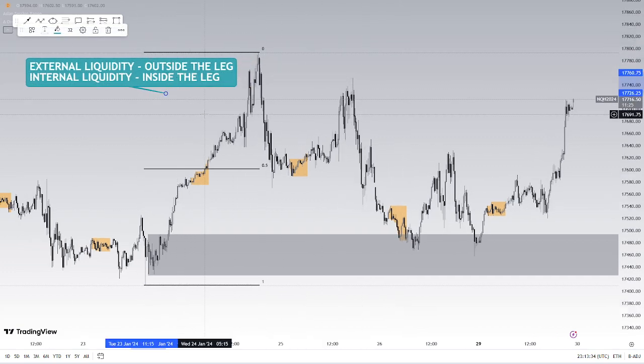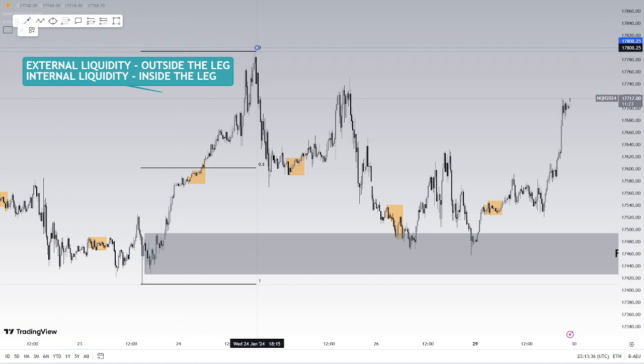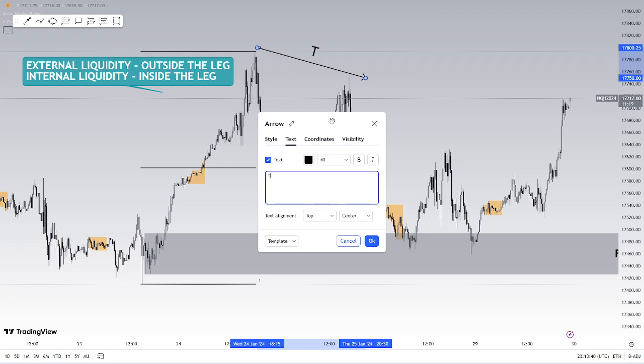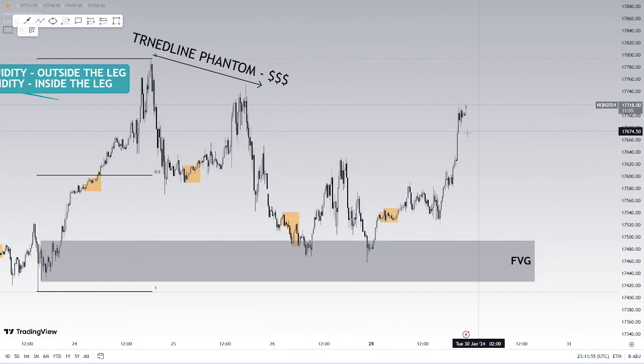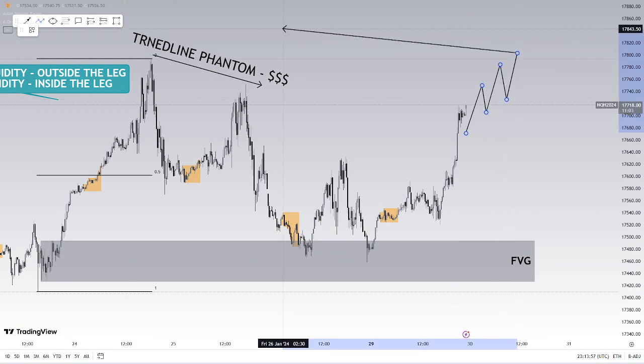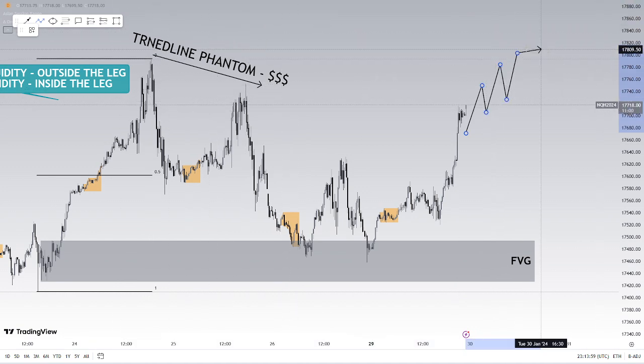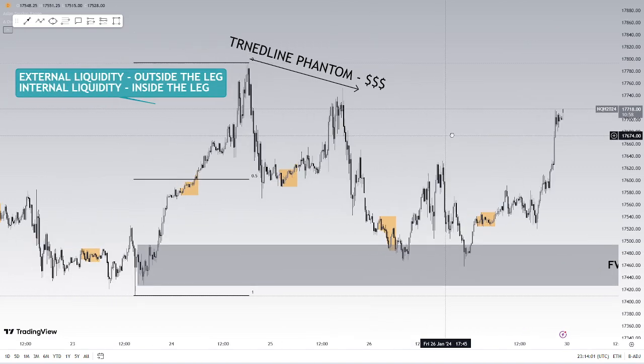Our external liquidity is going to be, in this case, a high and a second high over here. This forms what we call a trend line phantom. This trend line phantom is essentially liquidity for the market to target at a later date. So when we see higher prices, we know price has an intention to go up higher, sweeping the trend line phantom over here.